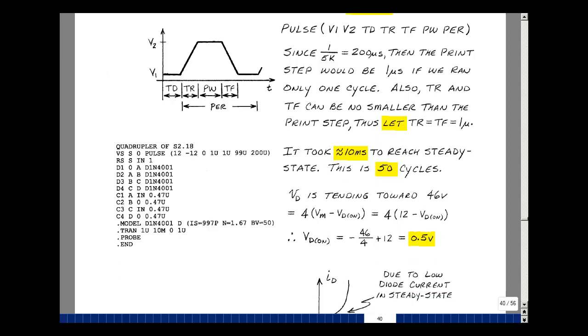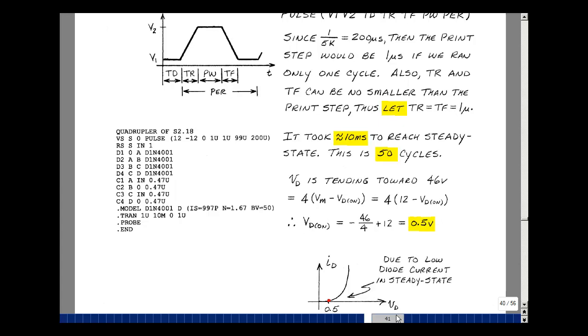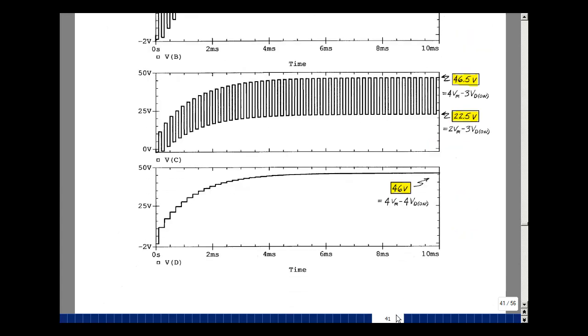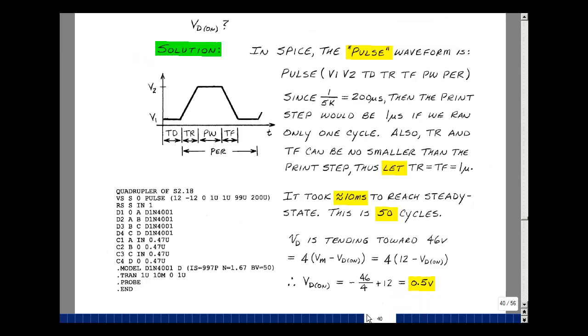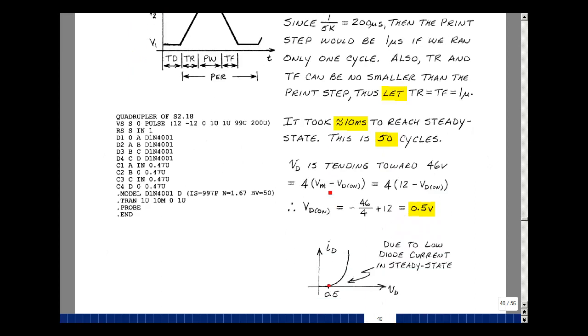Let's take a look at that. Come back and talk about this last piece. Node voltage D, you can see here with a lot of steps, is eventually approaching 46 volts. Go back and see how that fits with our equations. I'm approaching 46 volts, and we were calculating that this should be 4 times Vmax minus VD on. We're using 12 volts for Vmax, and of course you have 4 here. This is approaching 46 volts, so I could solve for VD on. Take the 4, divide it into the 46, bring it on the other side of the equation, and then put this on the other side, and you get 46 over 4 minus plus 12, and that's a half a volt.